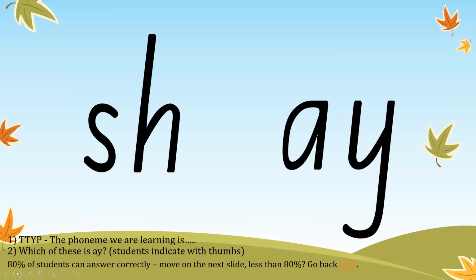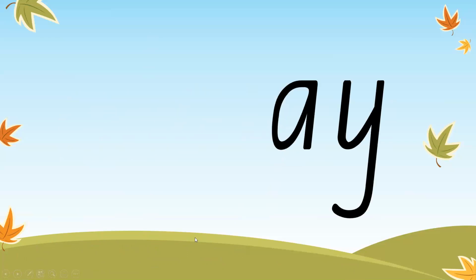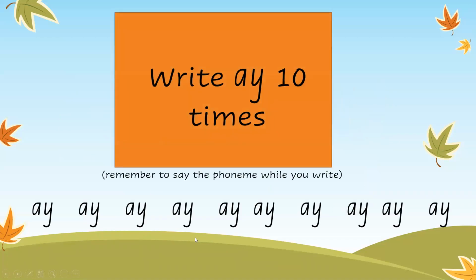So when you click, there's our two graphemes. You want them clicking to indicate that the one on the right is A. If 80% or more do this correctly, you're ready to move on. But if you didn't get that 80% in the check-in, then I've put a hyperlink which will take you back to practicing reading the A, and we go through that again. A, A, A, A. You might want to skip the writing again because that could get a little tedious for them.